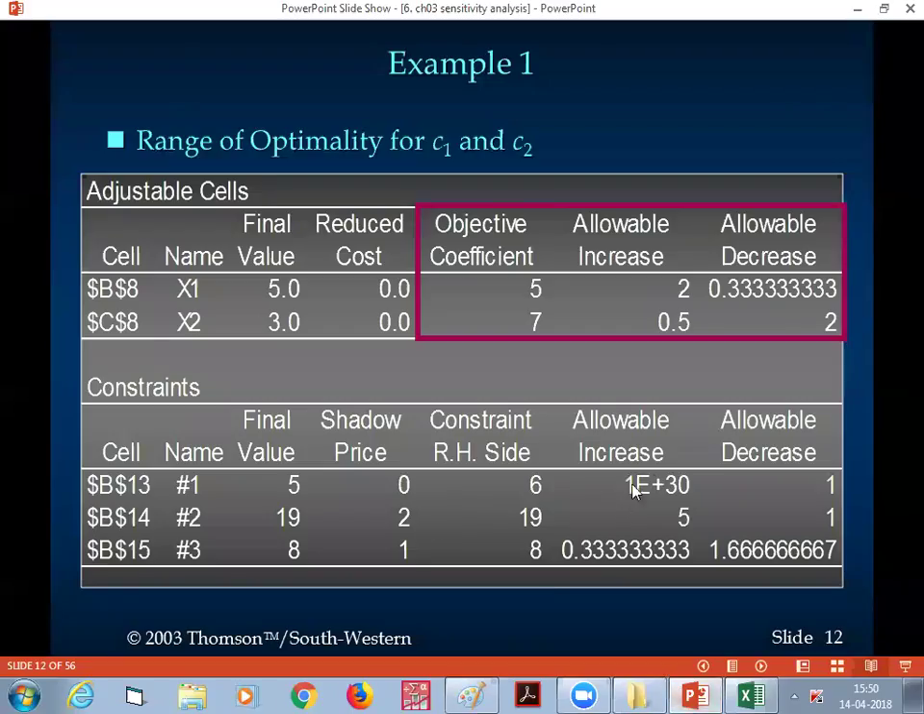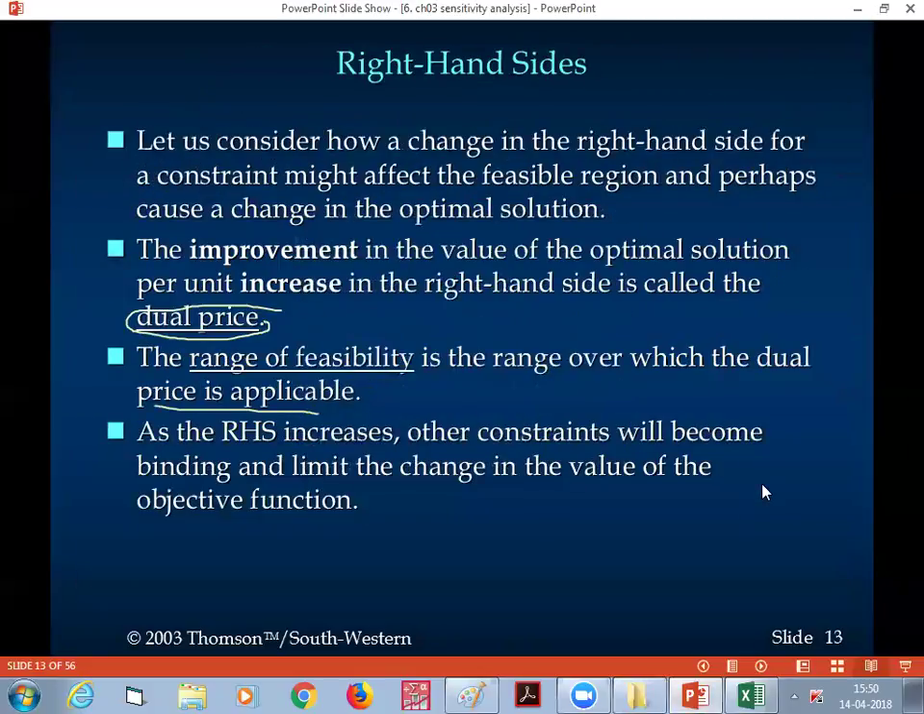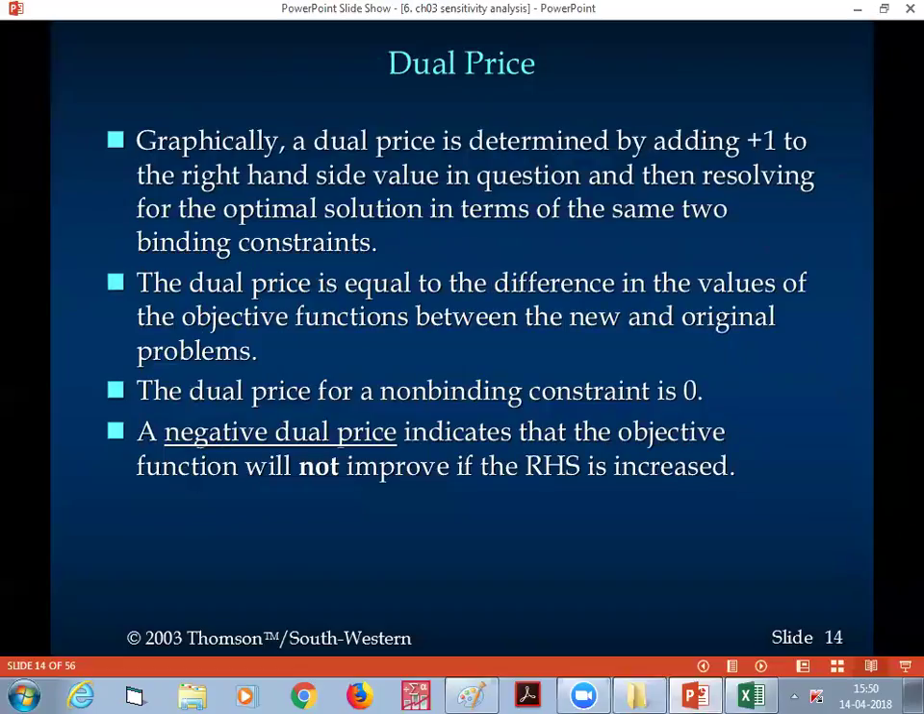Okay, I think we skipped one or two things here, so let's look at them carefully. Graphically, the dual price is determined by adding 1 to the right-hand side value in question, and then resolving the optimal solution in terms of the same two binding constraints. So notice, the binding constraints remain binding. The only thing is, the value will change, right? Because of the optimality condition. Optimality is retained, feasibility may change.